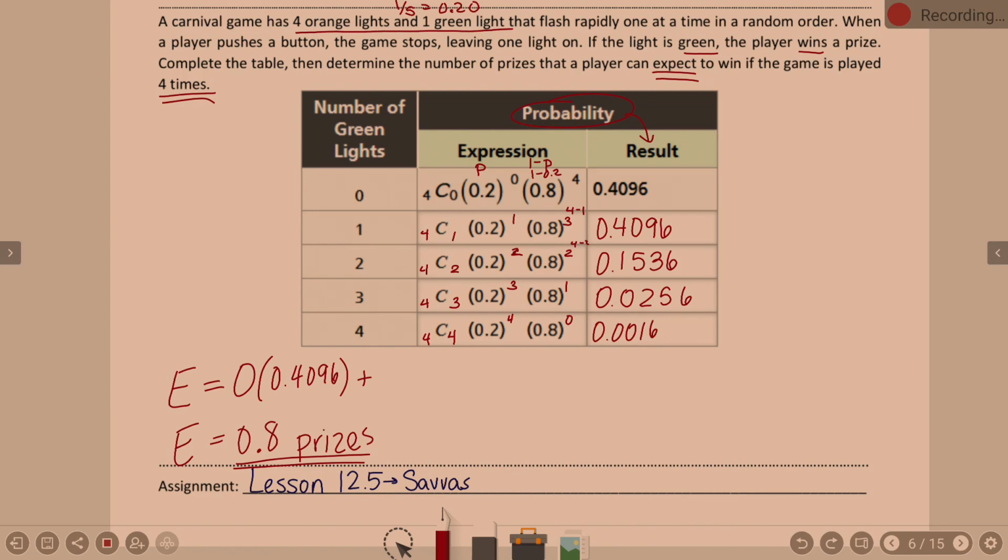So, 0 times 0.4096. 1 times 0.4096. Plus 2 times 0.1536. Plus 3 times 0.0256. Plus 4 times 0.0016. And now we've officially completed the notes.